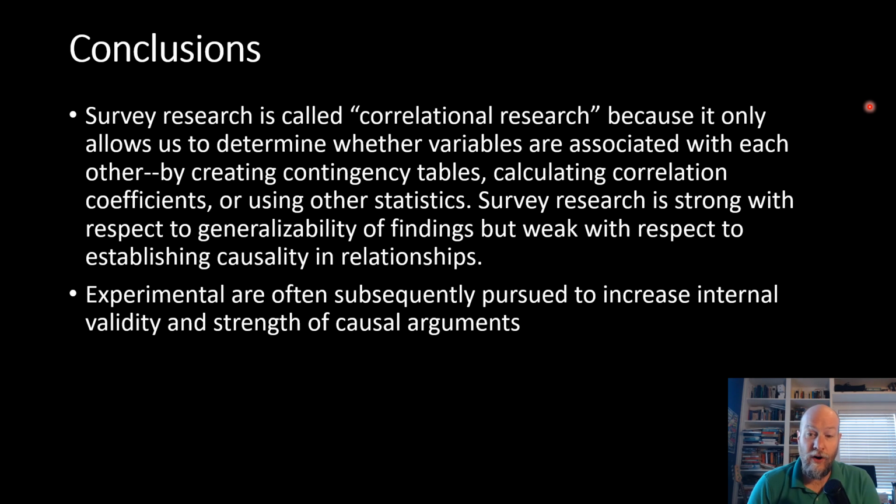So we call survey research often correlational research because it only allows us to determine whether variables are associated with one another. By creating contingency tables, calculating correlation coefficients, and using other statistics like chi-squares, we can talk about relationships between these variables, but we don't really have the level of internal validity we need to make a causal argument.